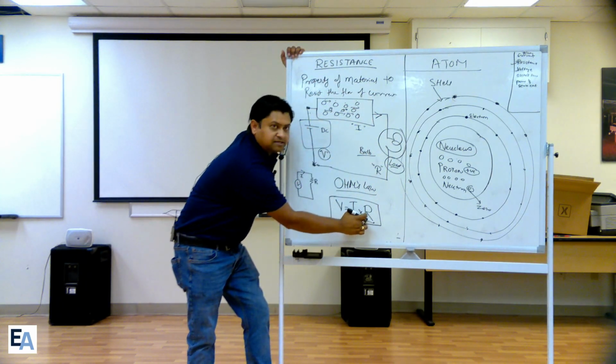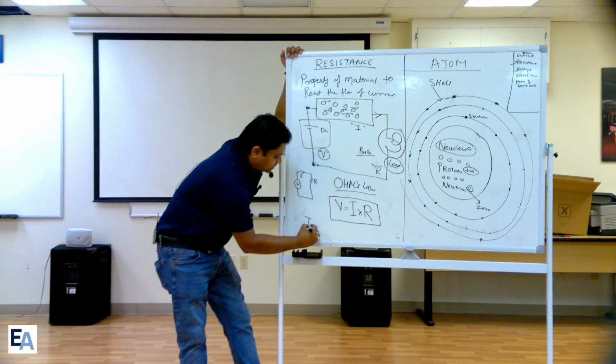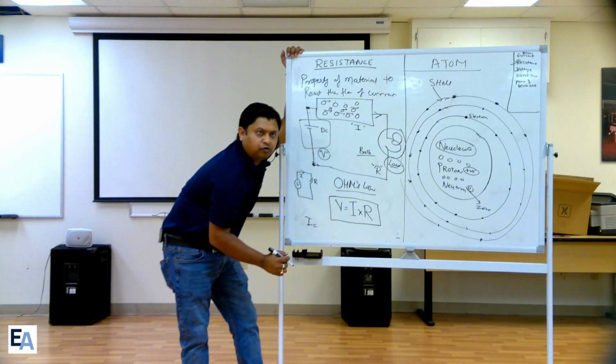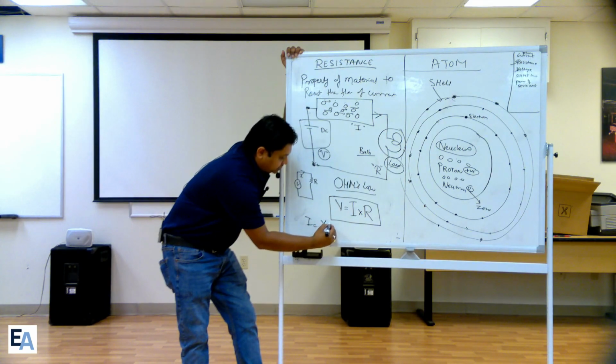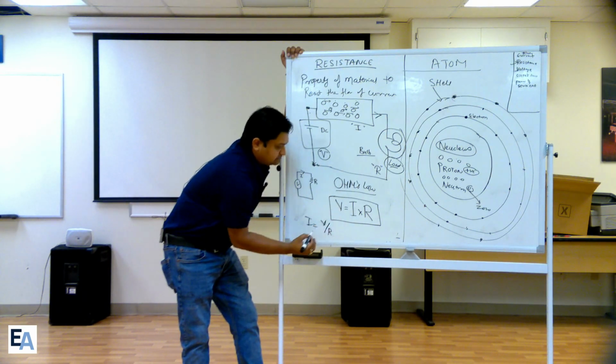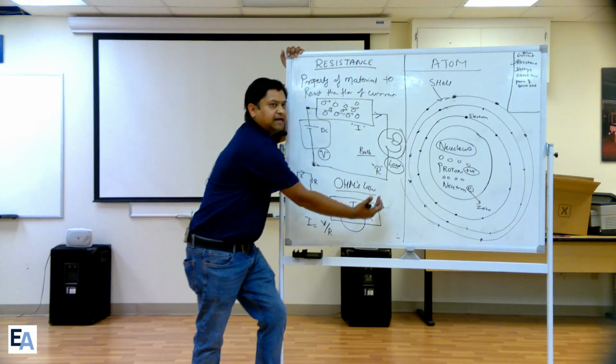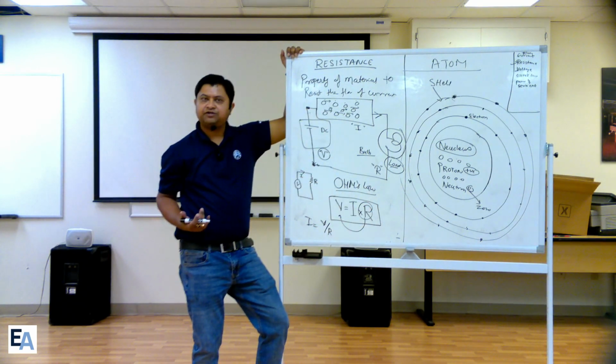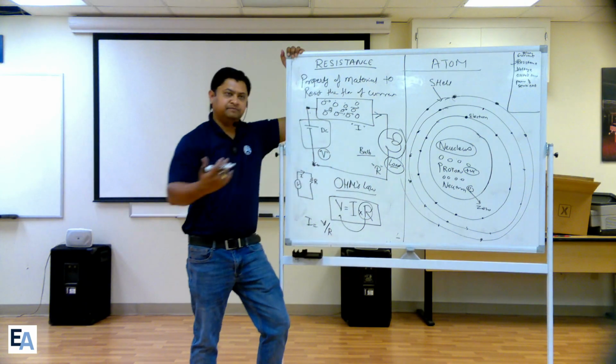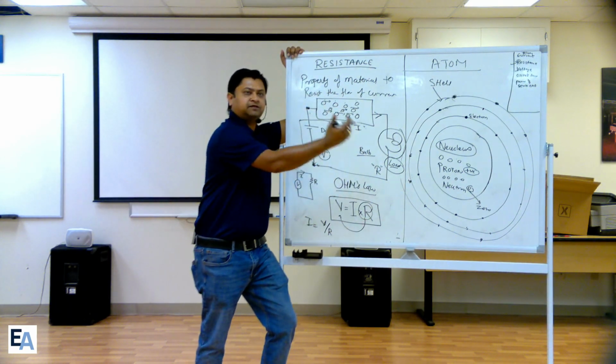So if you know this, and if I ask you to find the current, what will be the formula for current? It will be voltage divided by R. You're taking this R, putting it down here. If you have addition on one side, it becomes subtraction. If you have multiplication on one side, it becomes division, or division becomes multiplication, right?